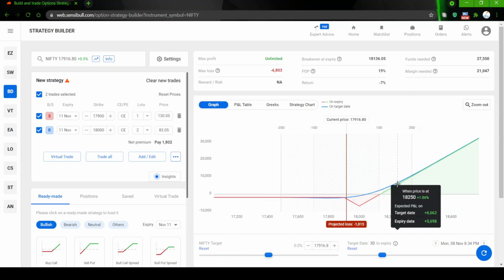Means if you are having a good profit, if the market goes to 18,300, tomorrow it opens gap up at 18,300, you will have a very good profit of about 8,800 rupees, more than the expiry day profit. That time you can simply book the profit and come out, right?